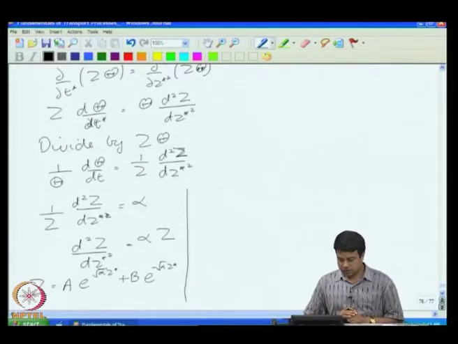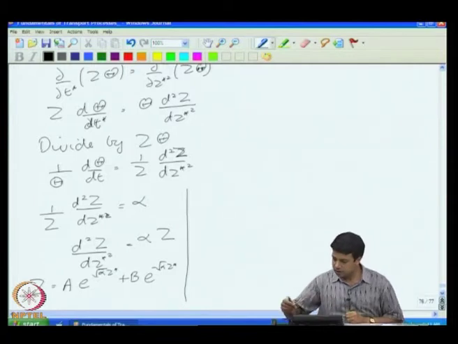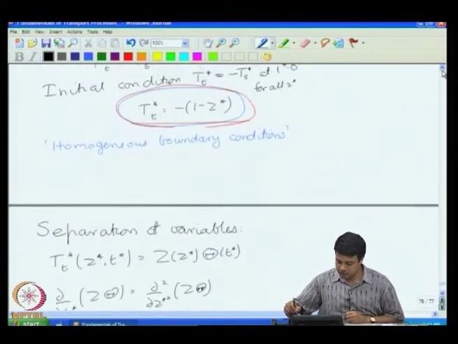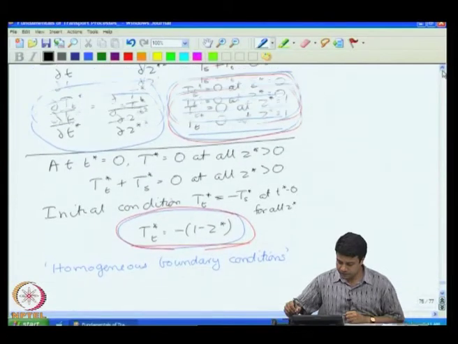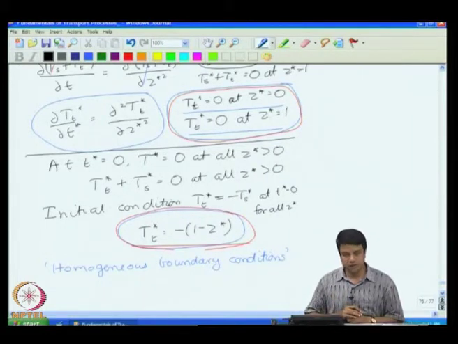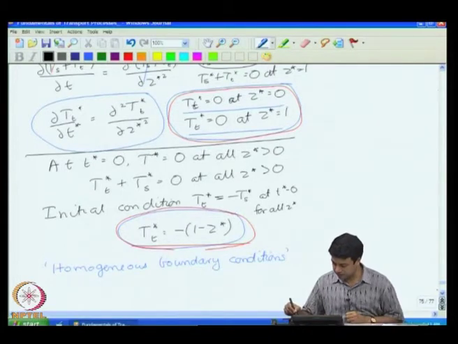Now, what are the boundary conditions for z? I have got two constants. I have solved a second order differential equation and I have got two constants. And those two constants now have to be determined from the boundary conditions for z. What are the boundary conditions for z? I require that the temperature has homogeneous boundary conditions, both at z is equal to 0 and at z is equal to 1, the temperature is 0. It is 0 at all times. Therefore, I require that z has to be equal to 0 both at z star is equal to 0 and z star is equal to 1.